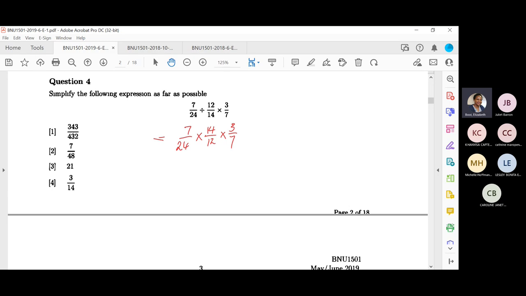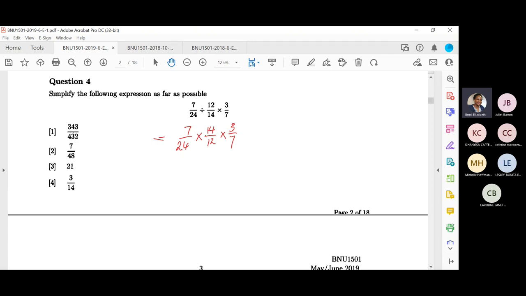Now I need to simplify because it's multiplication. You need to take into consideration that these are all denominators and numerators at the top. The first fraction can also simplify with the last fraction or the second fraction or vice versa. So here we are going to apply the method of simplifying first, because if I say 7 times 14 times 3, I'm going to get a huge number. And then 24 times 12 times 7, I'm also going to get a huge number. And then I need to figure out, can they still be divided? Do you understand?